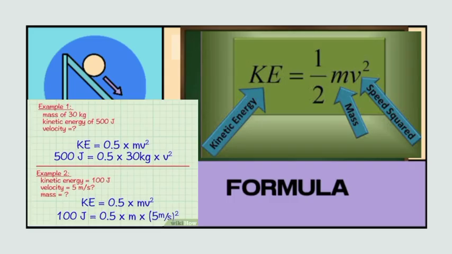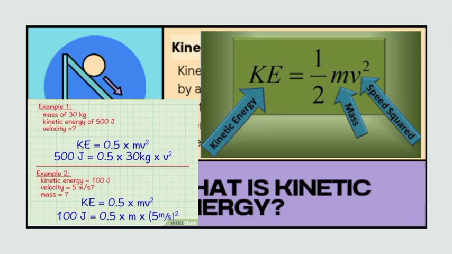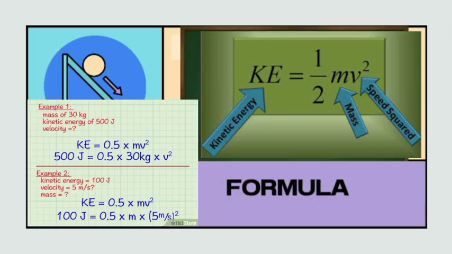So this is the formula for kinetic energy. KE, which stands for kinetic energy, is equal to 1/2 m v squared, where m is for mass and v squared is the speed squared. So for example, mass of 30 kilograms, kinetic energy of 500 joules. You need to find its velocity. So KE is equal to 1/2 or 0.5 times m v squared. So 500 joules is equal to 0.5 times 30 kilograms times v squared.